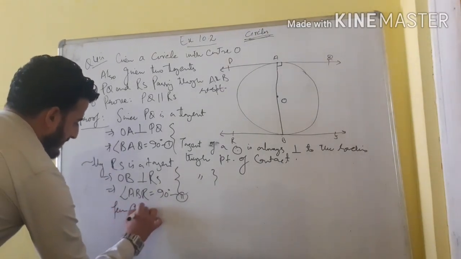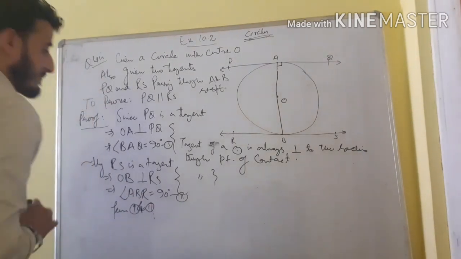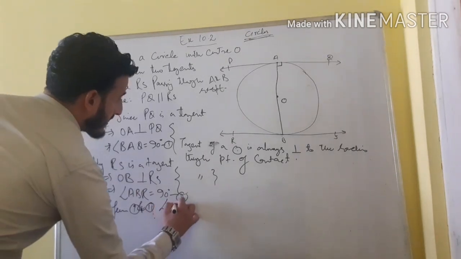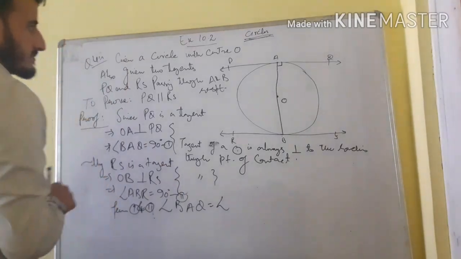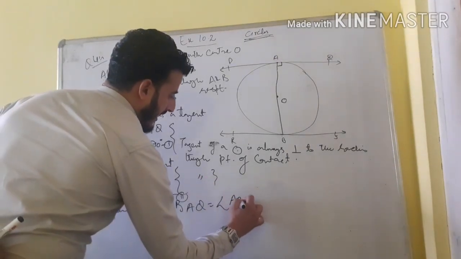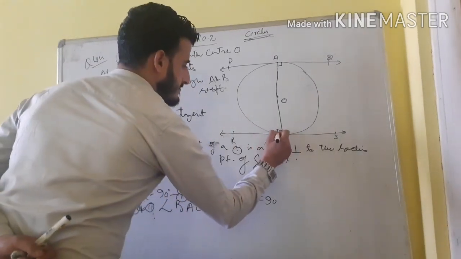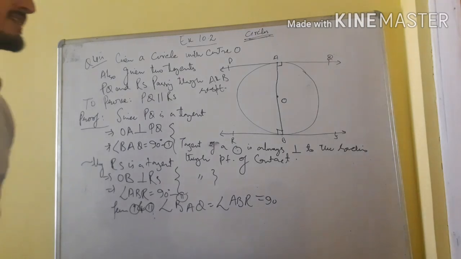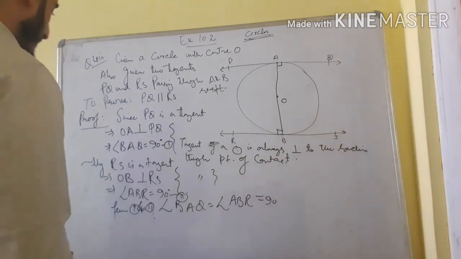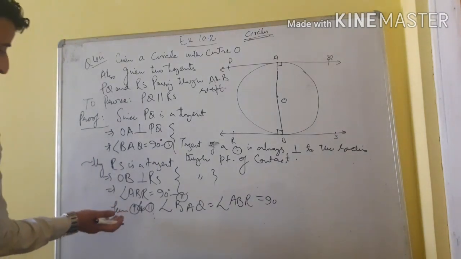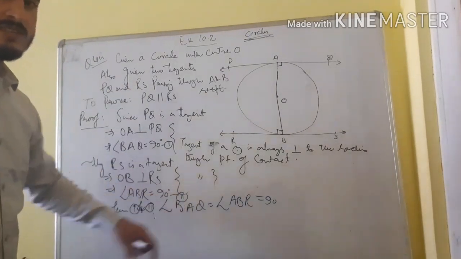So on comparing first and second, what we get? We get angle BAQ is equal to angle ABR. Both are 90. These angles are actually the alternate interior angles, and clearly both the lines are parallel. Hope you understand the problem. But let me complete the question first. So these angles are equal. So pause the video to note it down up to this.